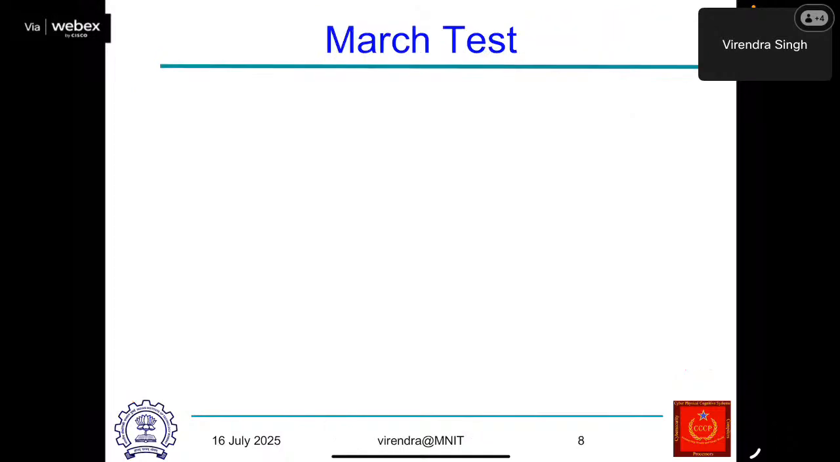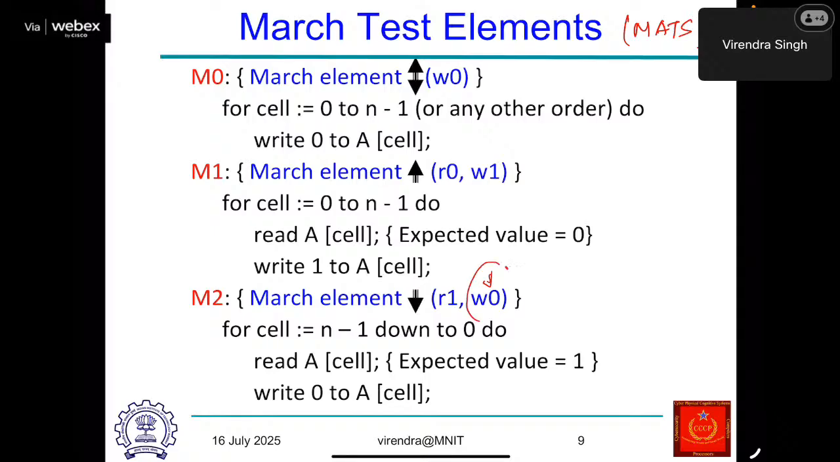Therefore, if I augment this with one additional R0W1, this satisfies condition 1 of the address decoder, and this will satisfy condition 2 of the address decoder fault. If it satisfies both of these, in that case it will detect all the address decoder faults as well.